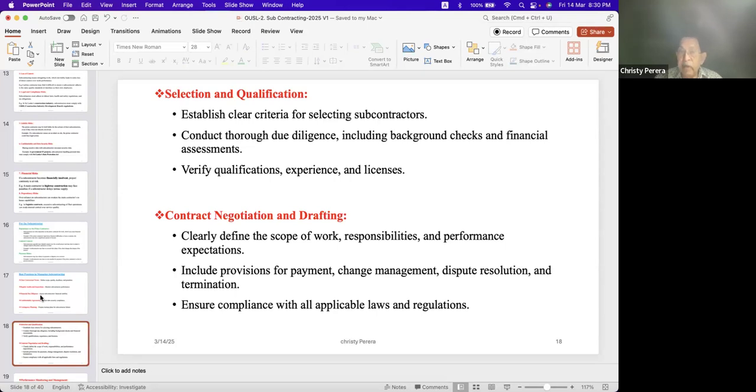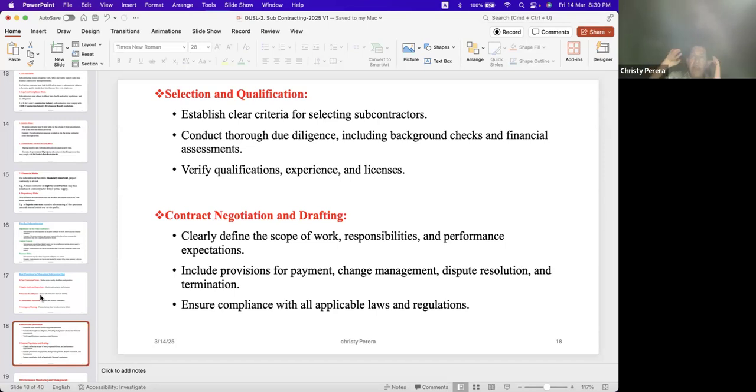And the responsibilities and the performance expectations, the main contractor as well as the client, their expectations. Everything should be in writing. Don't just pass the message to them or just tell them. No, it should be in writing.